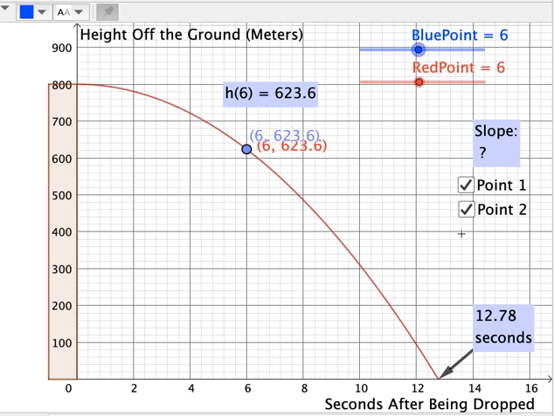Now, if we try to put the 2 points together, then we're dividing 0 by 0, and so we don't get anything. But right here, when the blue point and the red point are not right on top of each other, it will calculate the change in the height divided by the change in the time. And in this case, it gave us negative 59.29. And again, our interpretation of that is the ball traveled at a velocity of negative 59.29 meters per second.